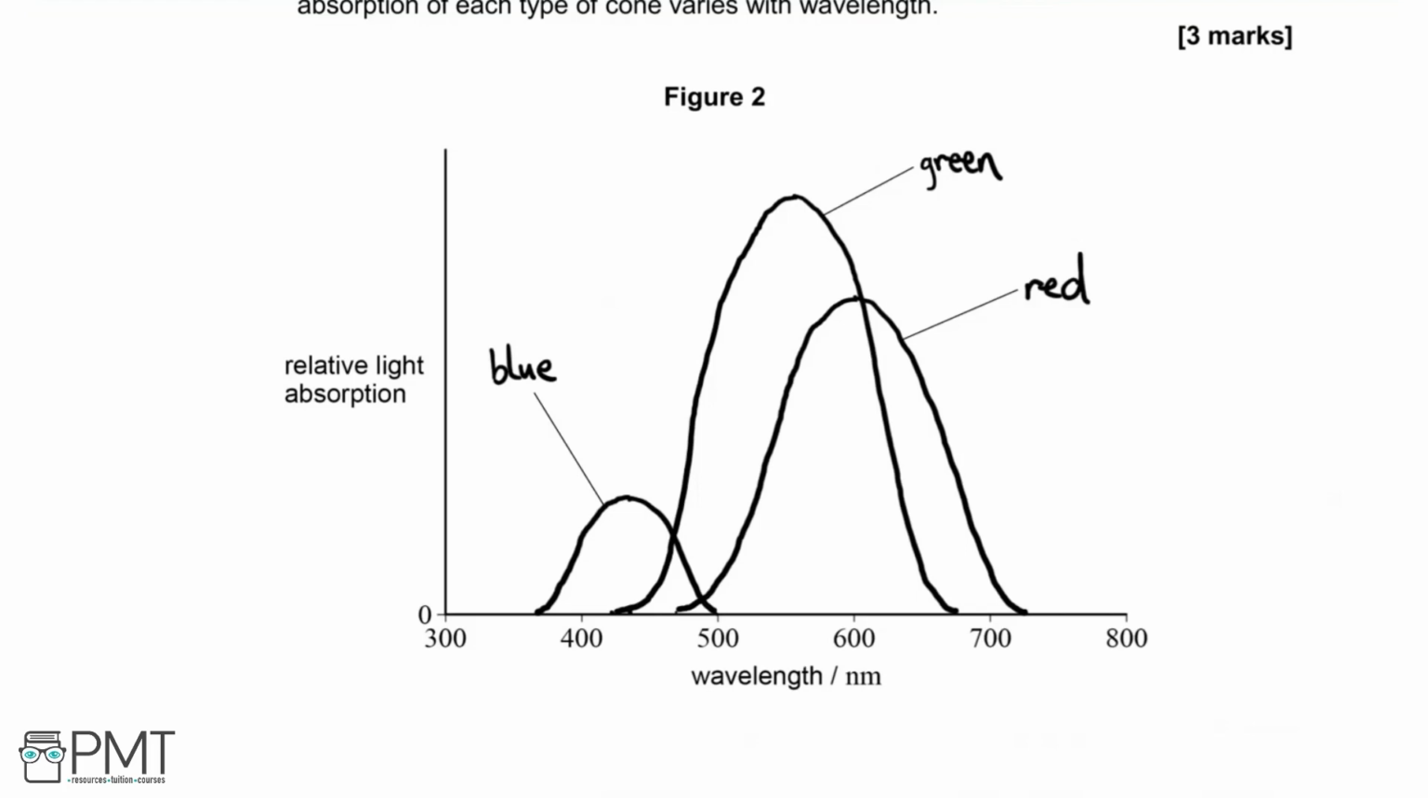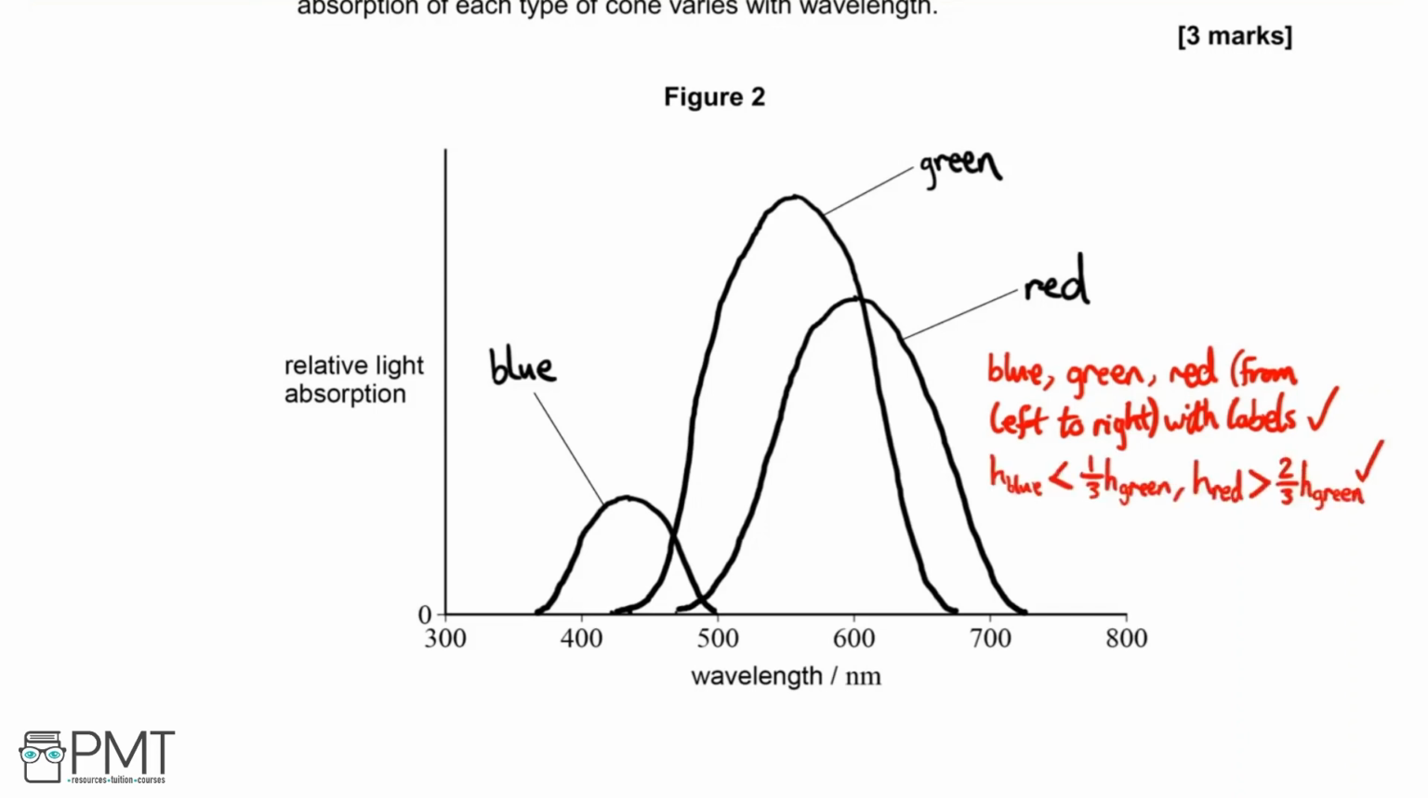Now the mark scheme allows a tolerance of plus or minus 30 nanometers on all wavelength values, but in terms of marks for this question, your first mark is for having correctly labeled curves, which go blue, then green, then red, from left to right. Your second mark will be for making sure that the heights of the curves are correct, so that the blue is less than a third of the height of green, and that red is more than 2/3 of the height of green. And then your third mark will be for the correct wavelength ranges. And those wavelength ranges I did mention, but those are also detailed in the mark scheme. So 3 marks there.